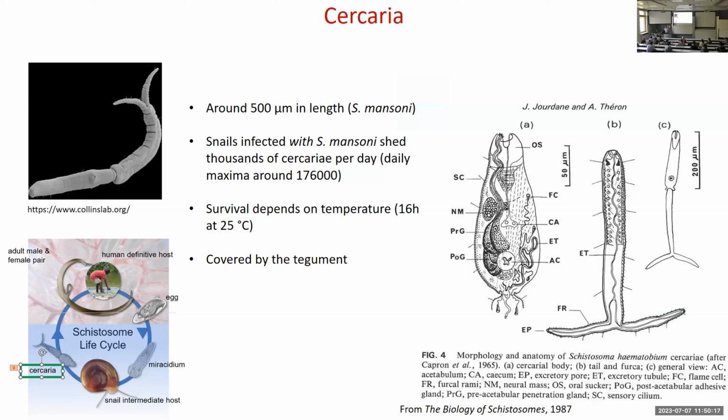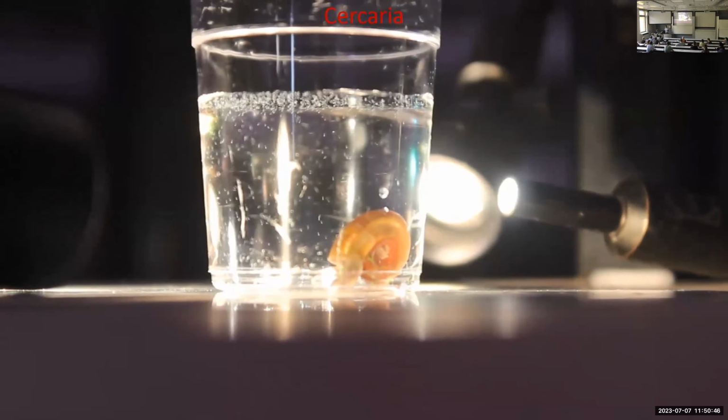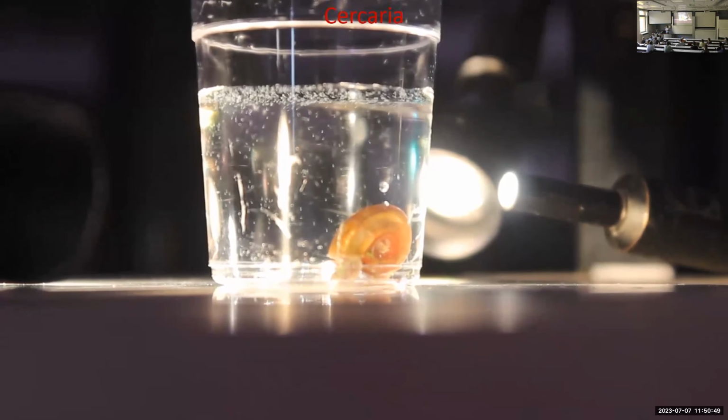They are covered by the tegument, which is the surface of the flatworm, and it works as a kind of protective layer. It basically protects them from detection by our immune system. It's a very interesting structure by itself. The factors that enhance shedding are most commonly photoperiod and thermoperiod, so temperature and light. So here is the video of a snail shedding Cercariae in water.